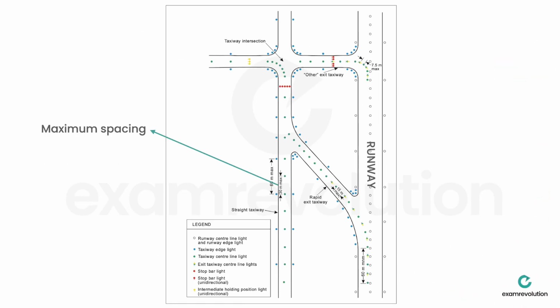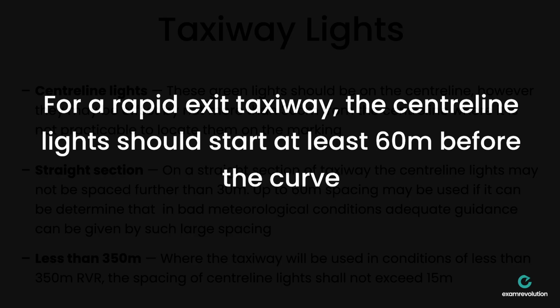So there's an example again, back to the picture where you have your maximum spacing on the centerline. You can see 30 meters maximum. Obviously we know that that can be increased to 60 meters depending on the conditions. Or if the RVR is going to be used as in the previous slide where it's less than 350 meters, then the maximum spacing must be 15 meters and not 30 meters. So it all just depends on the worst case scenario that you're going to use this airport in. And that's how they decide where to put the lights and how far apart to put them.